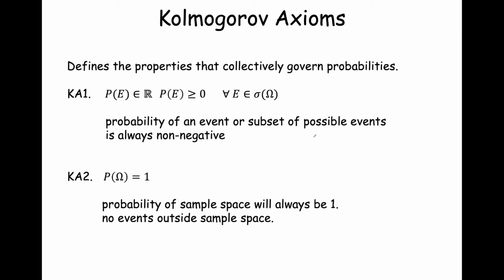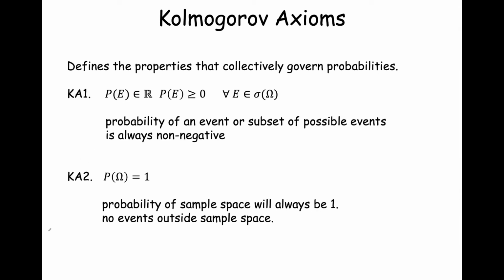And so the first one says that the probability is a real number, and it's greater than 0 for all of the events drawn from the sigma algebra over your set of observations, your sample space omega. Now, the sigma algebra, the densest or biggest one, is the set of all possible subsets. So what this says is that the probability of an event or subset of possible events is always non-negative.